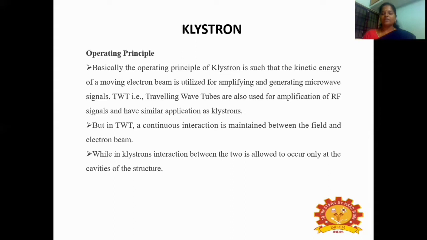It operates on the principle of velocity modulation. The moving electron beam inside the tube generates kinetic energy. That kinetic energy is used for amplifying and generating microwave signals. So this is the operating principle of the klystron.